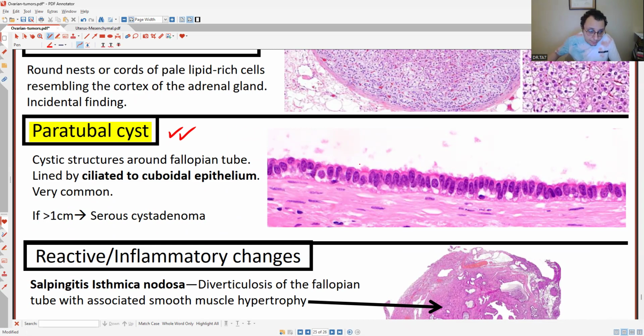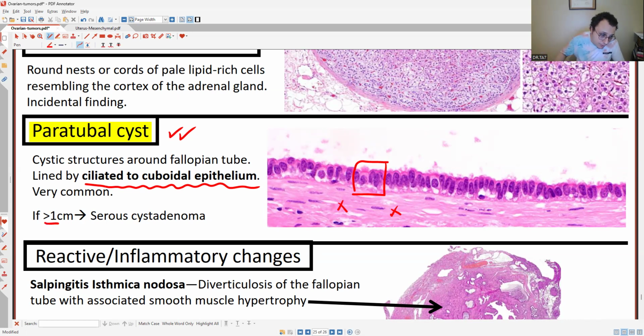And it's lined by ciliated columnar or cuboidal epithelium with cilia. Cyst lumen is clear, and there is no stroma. There's no dense stroma in the wall. You just see a simple lining of ciliated columnar to cuboidal epithelium, and that's it. No signs of malignancy, no malignant changes, no invasion, nothing.